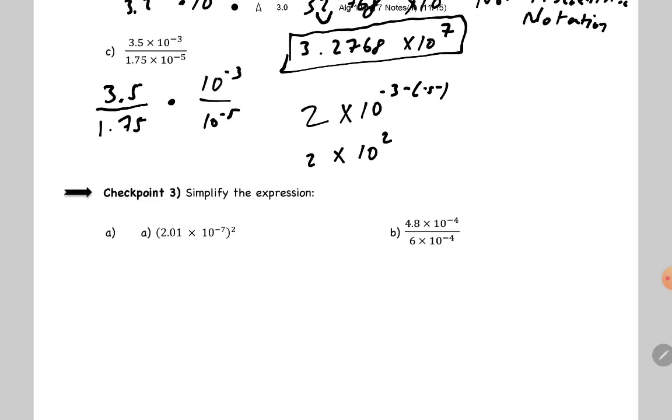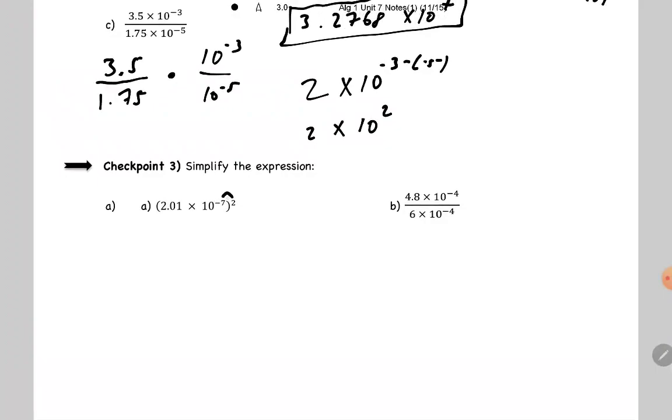Alright, let's do some more. So squared, we're going to distribute. So 2.01 squared is 4.0401. So that's in scientific notation, so we don't need to add or subtract to this, but 10 to the negative 7 squared is 10 to the negative 14th.